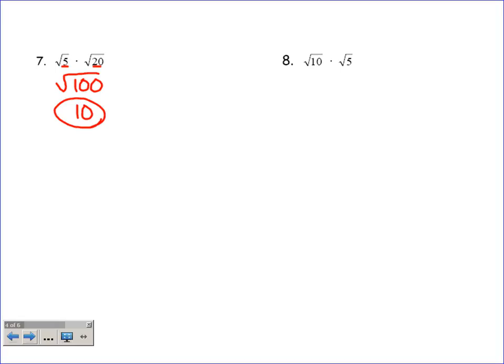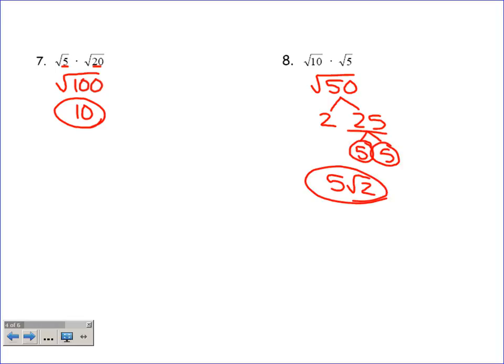Number 8. 10 times 5 is 50. So we're dealing with the square root of 50. Square root of 50 breaks down into 5 and 10. 10 and 5. That's right, 2 and 25, which is 5 and 5. Why don't we do it the other way? I really like to emphasize the idea that you'll use the perfect squares. You can break these into perfect squares.